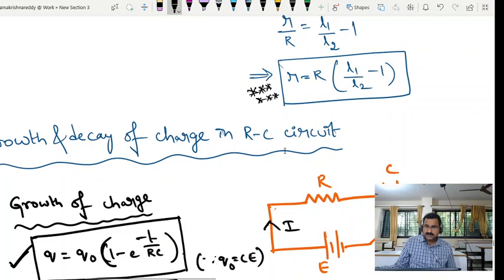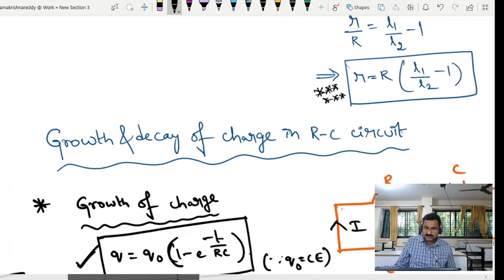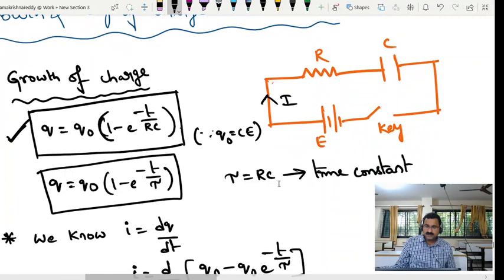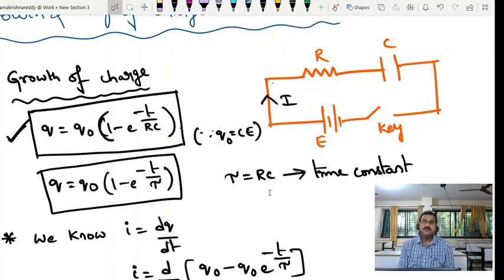Already we studied resistor and capacitor, and another additional point we are discussing is growth and decay of charge in an RC circuit. Normally they are not asking this, but only one point is required whenever you are solving the problem. That's why I am taking it. Growth of charge: a resistor and a capacitor are both connected in series to a battery, and a key is connected here. When the key is open, nothing happens. Then we observe growth and decay of charge, and when the key is closed we concentrate on the growth of charge as well as the decay of charge.